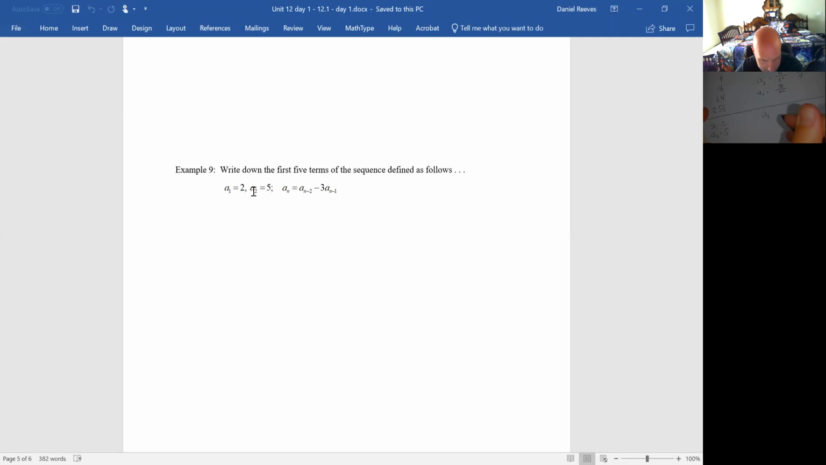To find a sub 3, I'm making n equal to 3. It should equal a sub 1 minus 3 of a sub 2. All right, so that equals 2 minus 3 of these 5s. 2 minus 15, it should equal negative 13. A sub 4, I will set up, won't actually do, should equal a sub 2 minus 3 of those a sub 3 things.